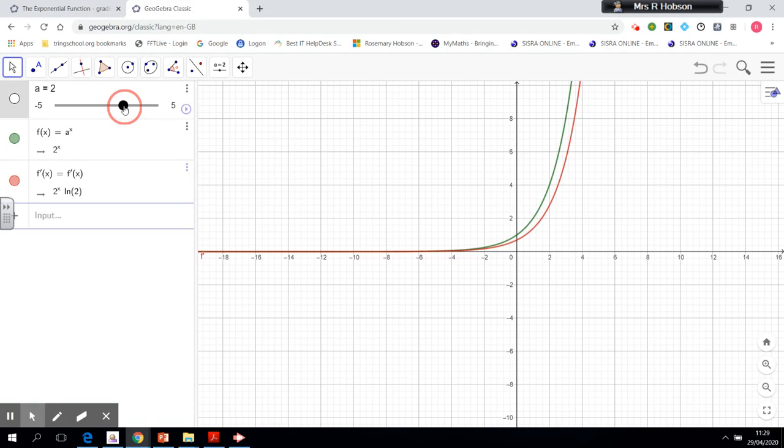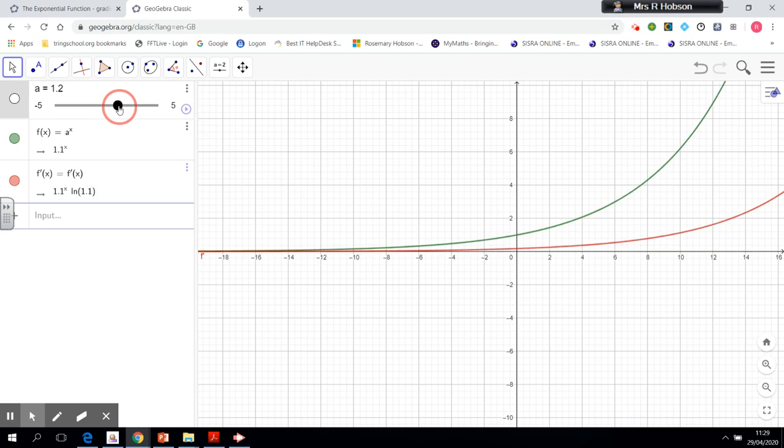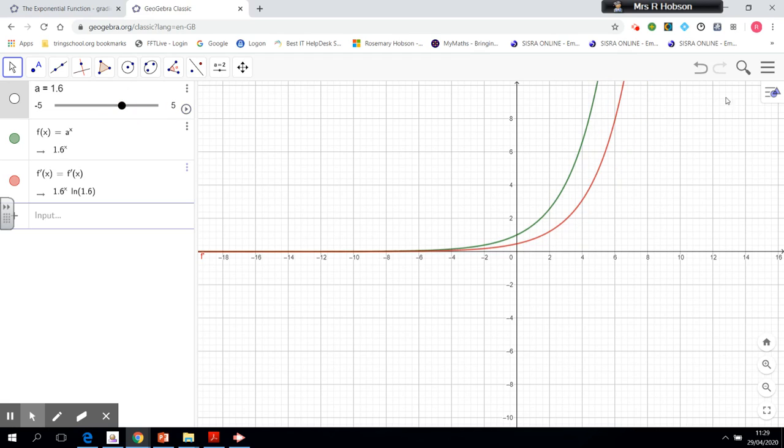So what happens if I take it this way? As you can see, I've moved that a little bit too quickly. Here, a equals 1.6. They seem further apart. If I move them back towards 2, you see, they're slowly getting closer and closer together, but they're not quite meeting.